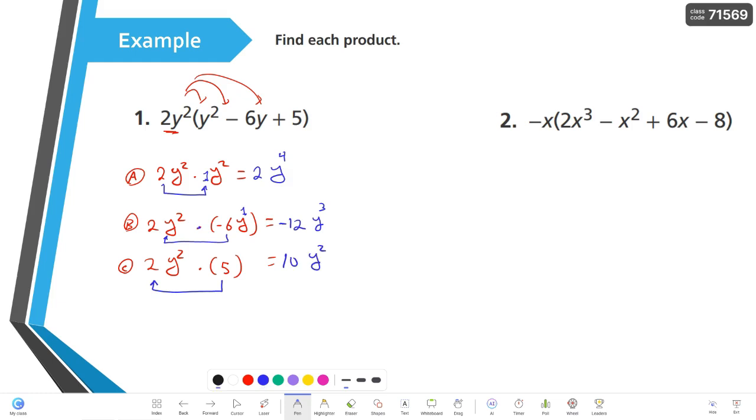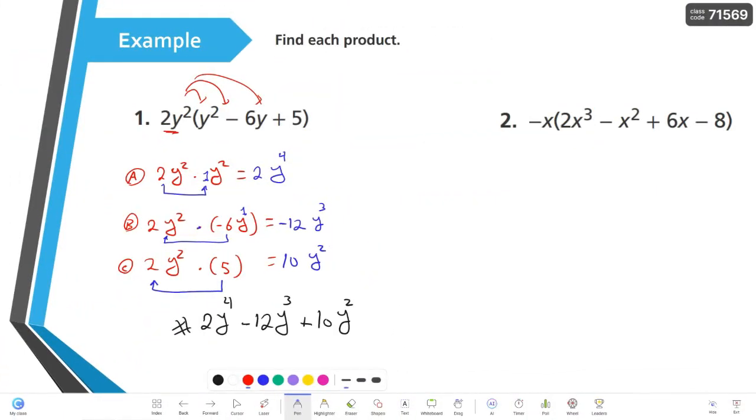The last step to find the product is writing your expression in standard form and combining the like terms together. Since we don't have any like terms here, I'm going to write the first term as 2y raised to the power of 4. Then we have negative 12y raised to the power of 3. Then we have 10y squared, and this is your product, and you are done.